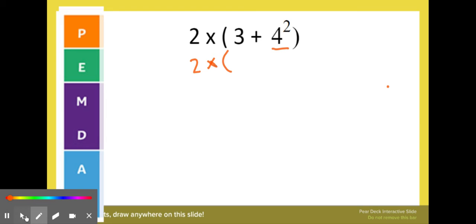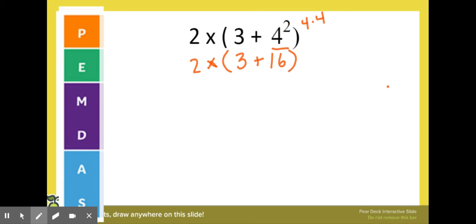Pause on me, there it goes. 3 plus, and then 4 times 4. And it's not 4 times 2, that's a common mistake. It's 4 multiplied by itself 2 times. So 4 times 4 is 16.